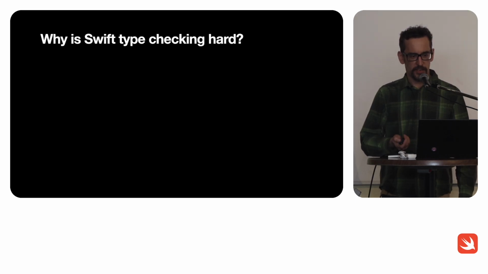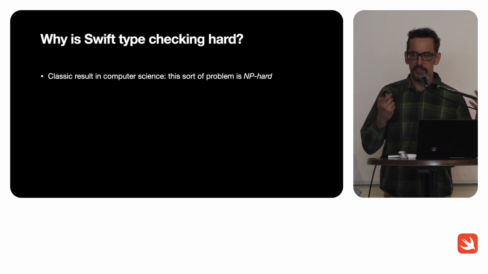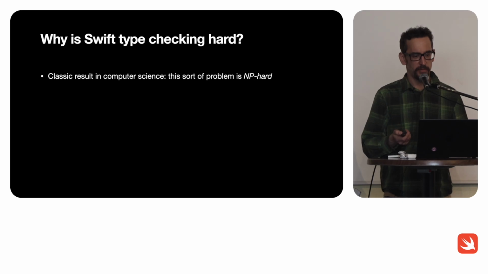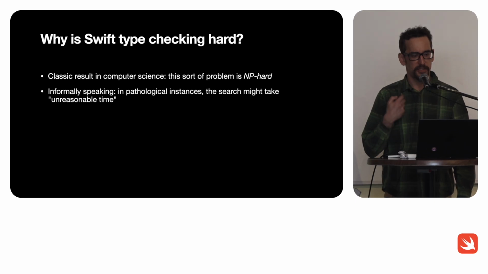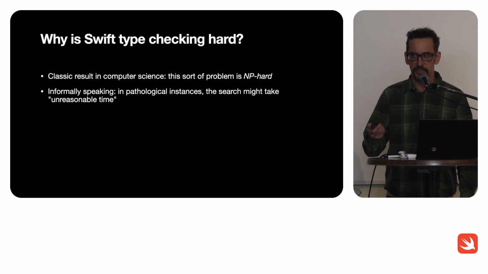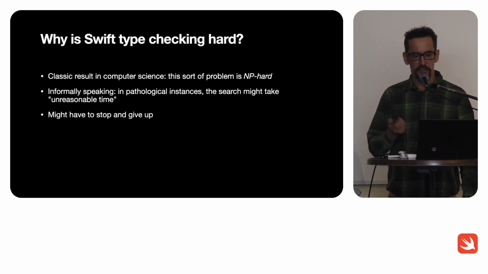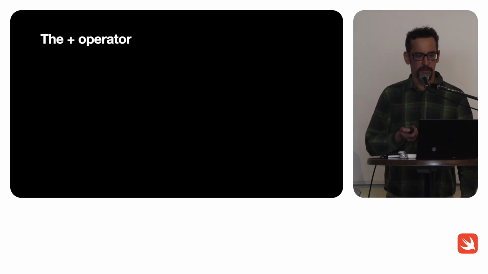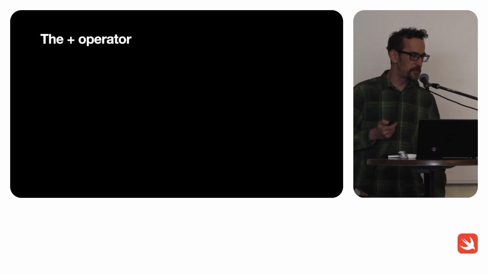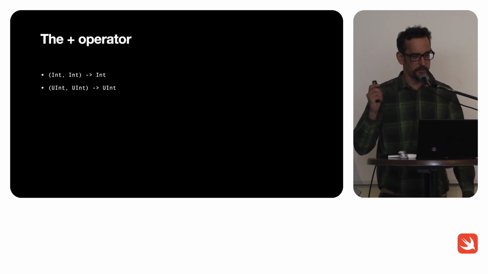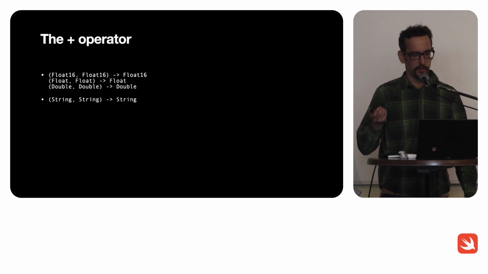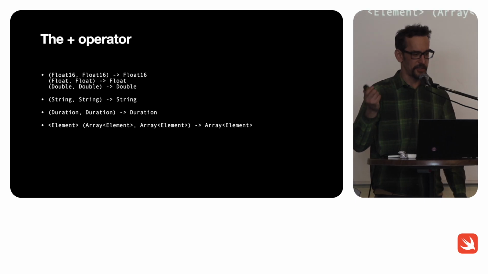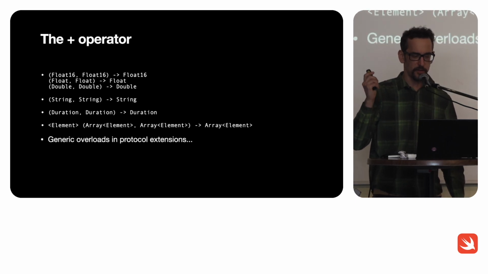Okay, and a classic result in computer science is that this kind of thing is NP-hard. We don't have to look at the definition of that. It basically just means that the search might take a long time because there are a lot of possibilities to consider, and we might have to stop and give up. So let's make it concrete and look at the plus operator in Swift. We've got overloads for integers, unsigned integers, different size integers. You've got floating point types, strings, all this other stuff. There are some generic overloads.